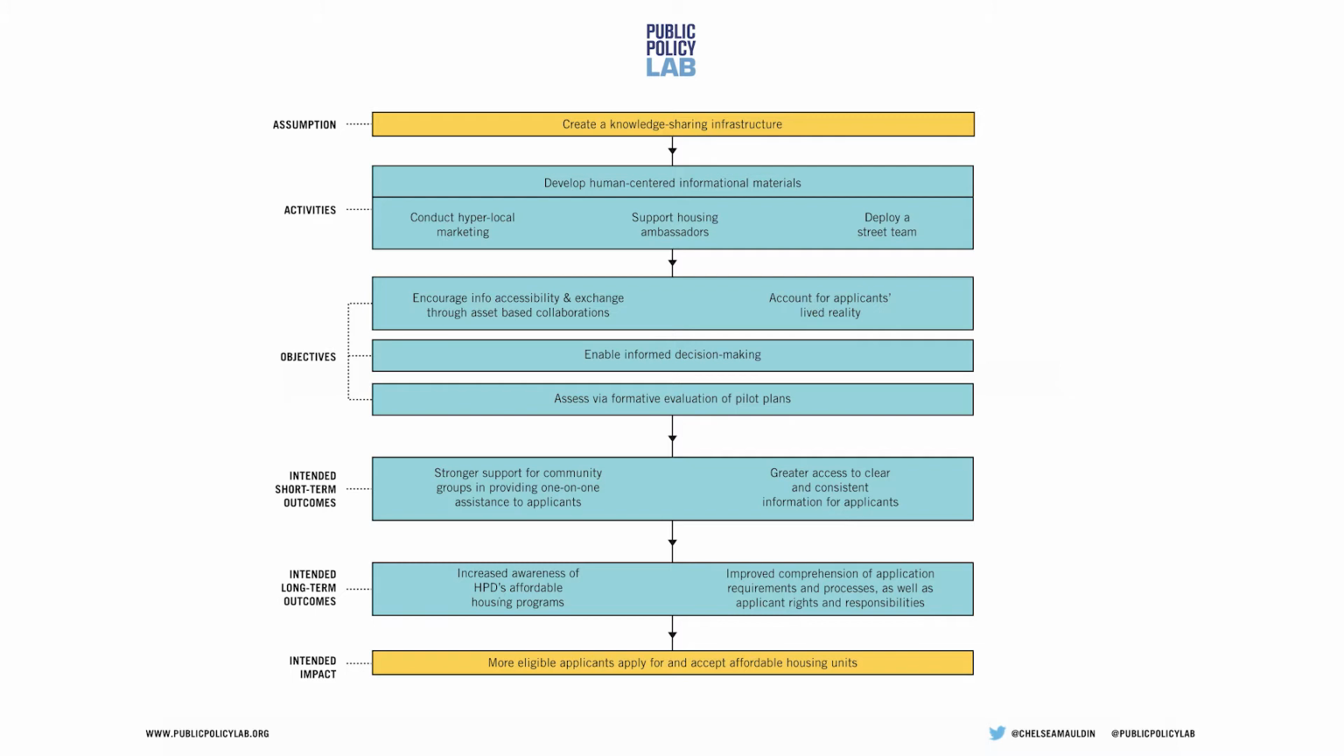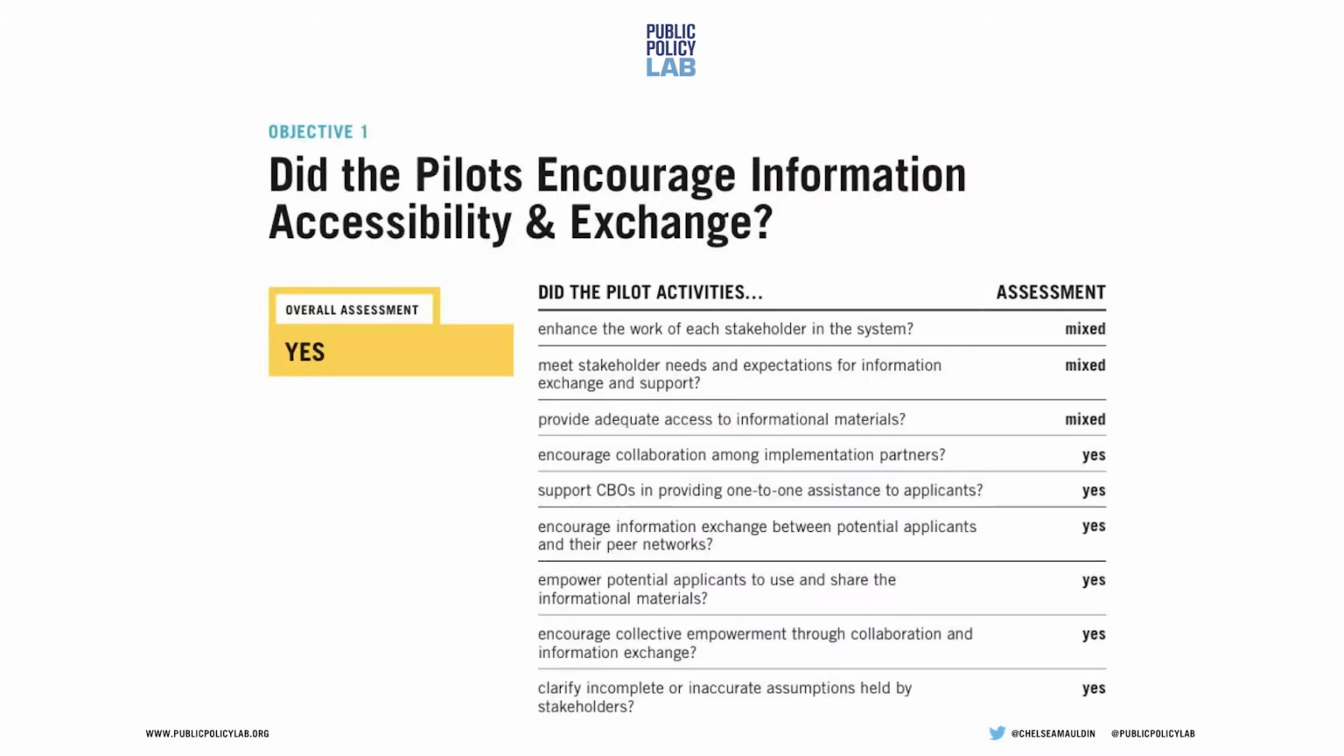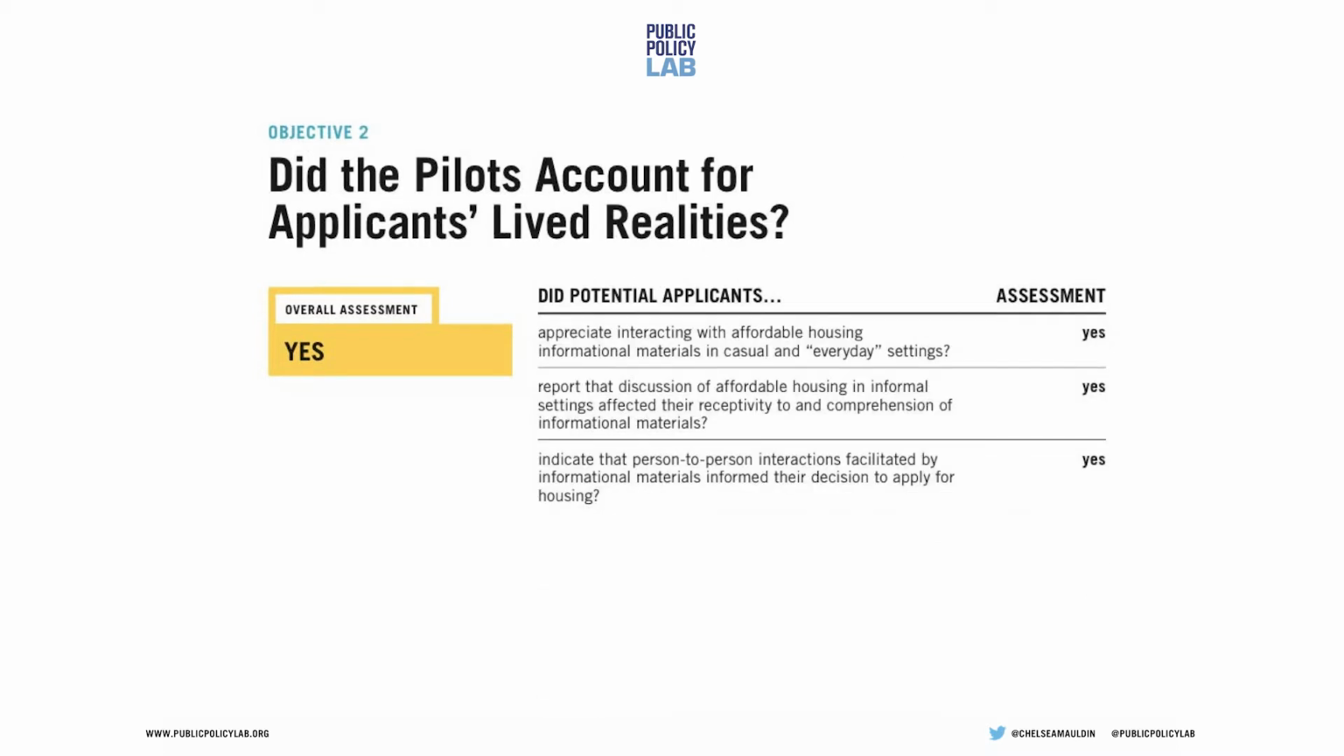I'm going to take you really quickly through some of the questions we asked. And the questions were, again, to Rachel's very nice introduction, about both process and impact. We were trying to figure out, were the pilots successfully implemented? And to whatever degree they were implemented, did they have the impact we were hoping for? So we asked a whole series of things about how the pilots encouraged information accessibility and exchange, and we graded ourselves as to whether we were effective or not. Similarly, did they account for applicants' lived realities?